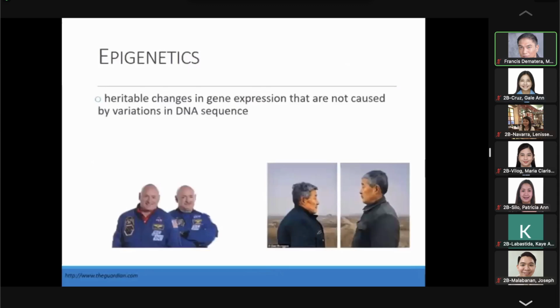Do note that alterations in DNA sequence alone cannot explain the variety of phenotypes in human populations. Also, even classic genetic inheritance cannot explain differing phenotypes among monozygotic twins. So this is where epigenetics comes in, which are heritable changes in gene expression that are not caused by variations in DNA sequence.